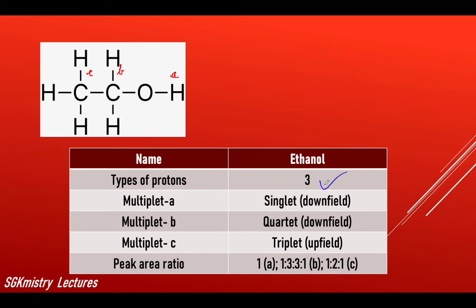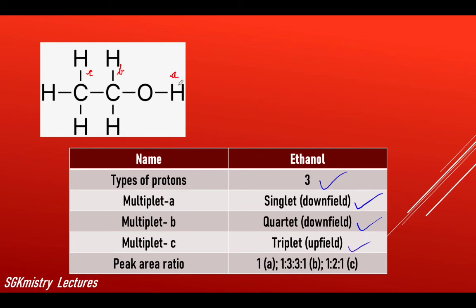The types of protons are 3 here. For A, there are no neighboring hydrogens. So what happens is this will be formed as a singlet. For B, there are 3 neighboring hydrogens. So it will give a quartet. Next, for C, there are 2 neighboring hydrogens. So this will give rise to a triplet.